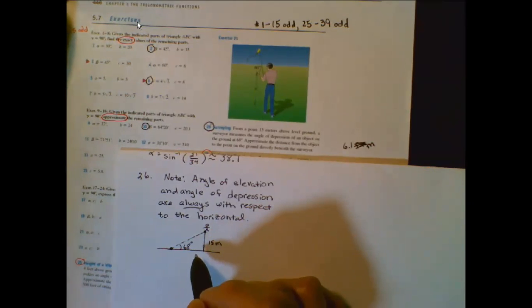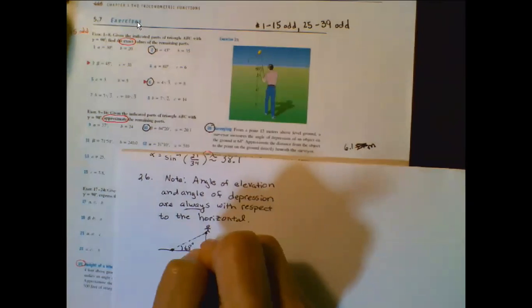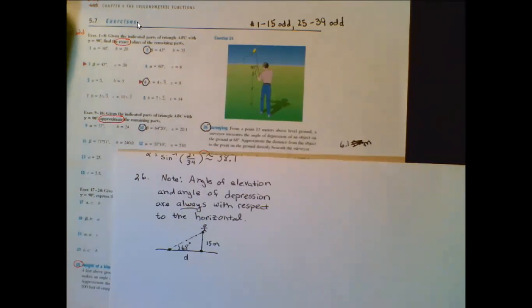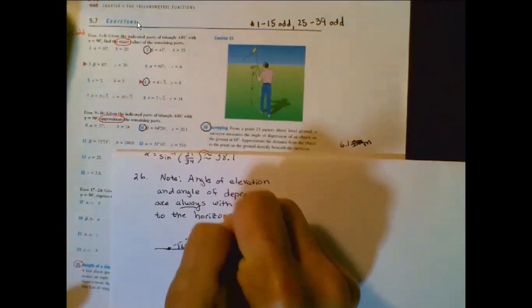All right, the question is, how far is the object, here's the object, from a point on the ground directly beneath the surveyor? So we're looking for this distance. You can let it be X. I'm going to let it be D, doesn't matter. Which trigonometric function of 68 degrees could I use to find D? Tangent. 15's the opposite side, D's the adjacent side. So it's tangent of 68 degrees.